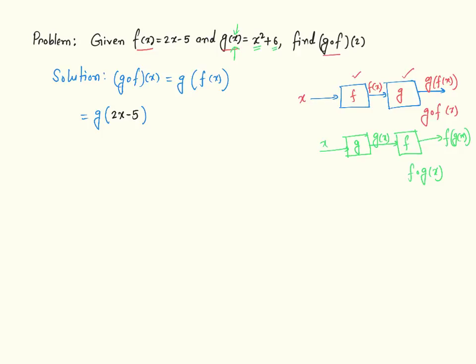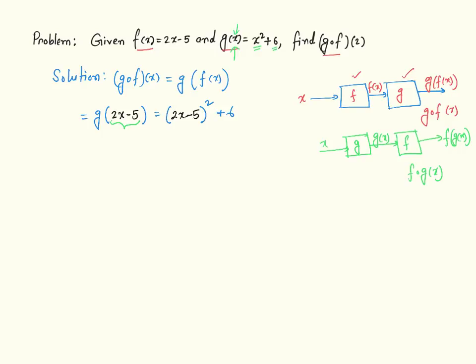Now if I replace the input x by a different input, 2x minus 5, that does not change the definition of the function. g is still going to do exactly the same thing. It is going to take the input, whatever the input is, square it and add 6 to it. But in my case, the input is 2x minus 5. This is a very important thing for you to understand. Make sure that you do understand it.